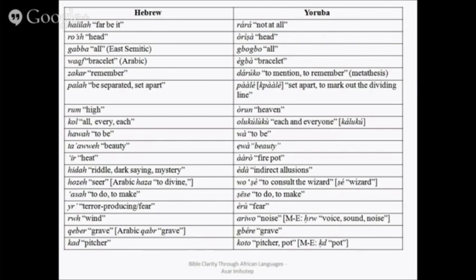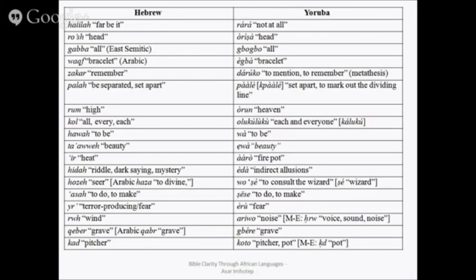In Hebrew, gaba, all, which is for all basically East Semitic languages, but Hebrew is actually a West Semitic language, so this may have been borrowed into Hebrew. It is bogbo, all, in the Yoruba language, and that GB sound is a simultaneous pronunciation. So when you say bogbo, you have to say both of those phonemes at the exact same time. Like in Arabic we have wakif, bracelet, but in Yoruba it's egba, bracelet. In Hebrew, zakar, remember. In Yoruba, it's daruku, to mention, to remember.